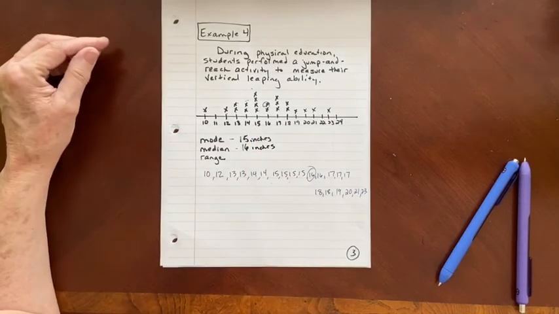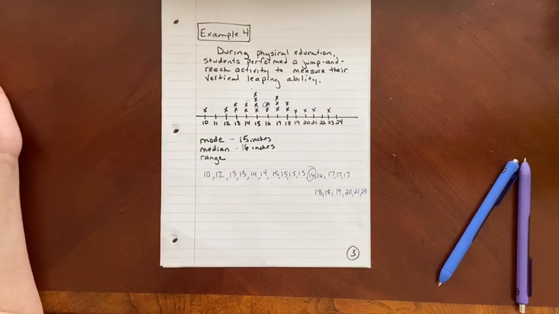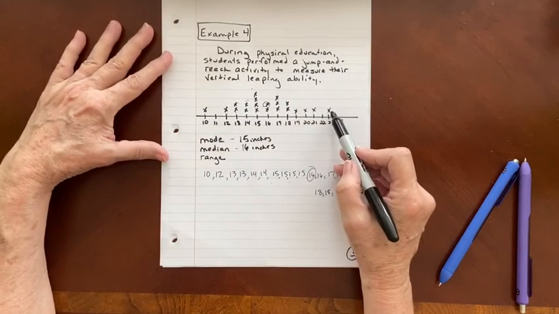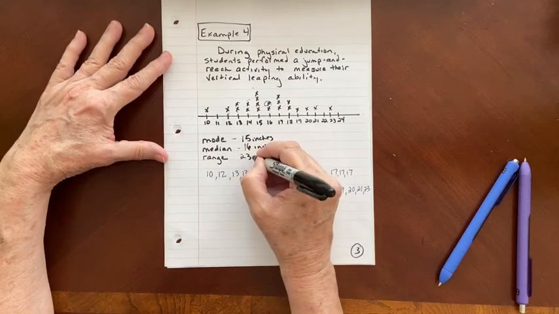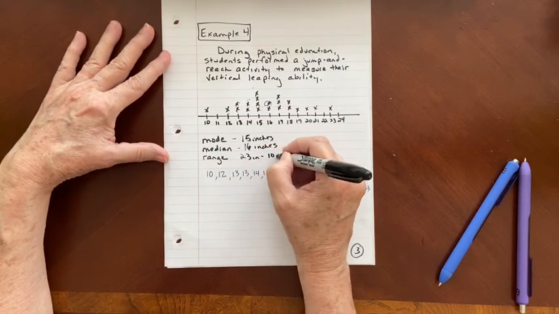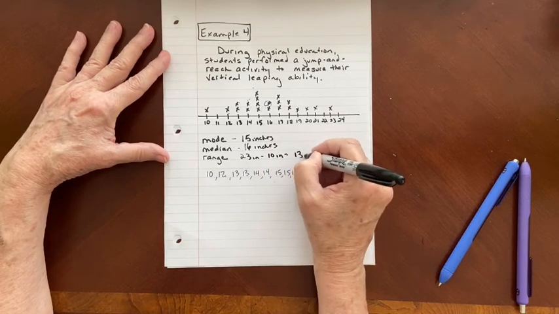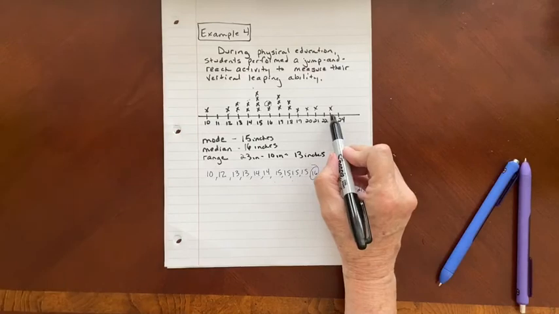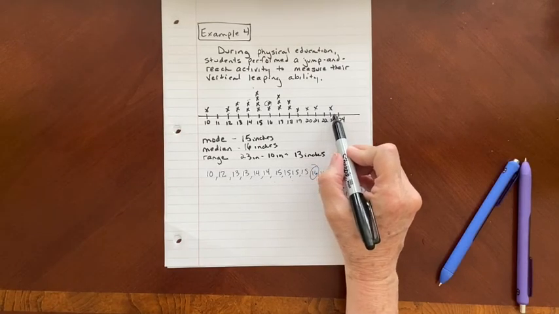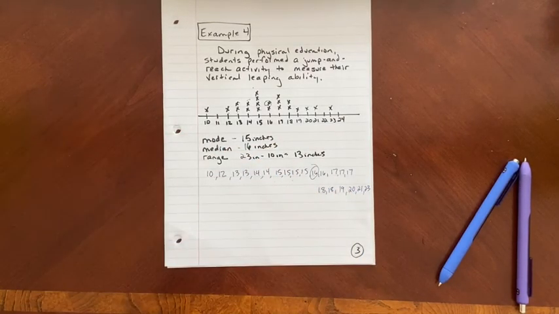inches. The range is the highest minus the lowest. So the highest is 23, the lowest is 10. So 23 inches minus 10 inches equals 13 inches. So what does that tell us? That tells us that this kid can jump 13 inches higher than this kid. And then there's a bunch of kids in the middle, right?